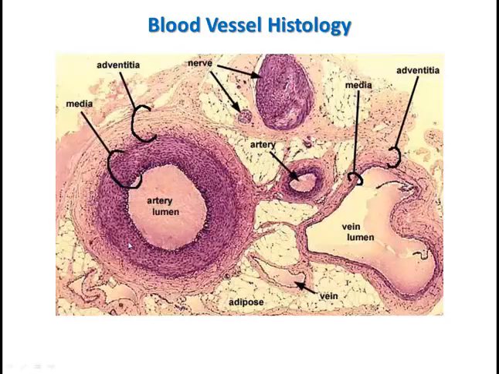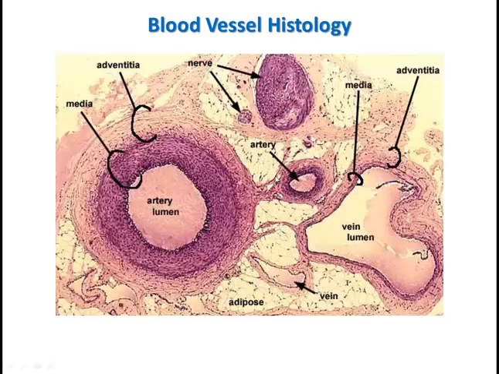On the left side, looking at the artery, here you see the lumen, and then here the tunica media, and then the tunica externa, or the adventitia. You notice that those layers are much thicker than those two layers on the vein. You also notice that the lumen of the artery is a little bit more narrow than the lumen of the vein. So the vein has a slightly larger diameter than the artery.